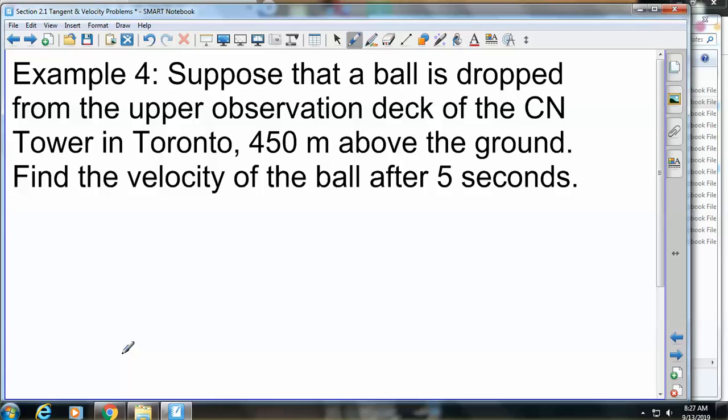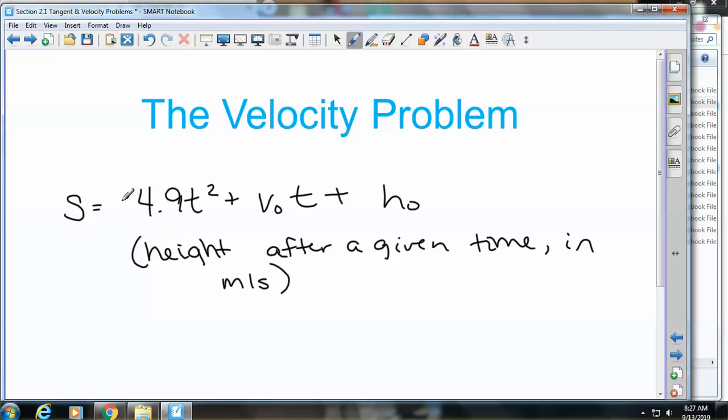So what we could do with this equation, since it's falling, can we just make this a negative? Usually if something's going up, we use the positive version. If it's falling, we make it a negative. Again, I would be giving you that equation.